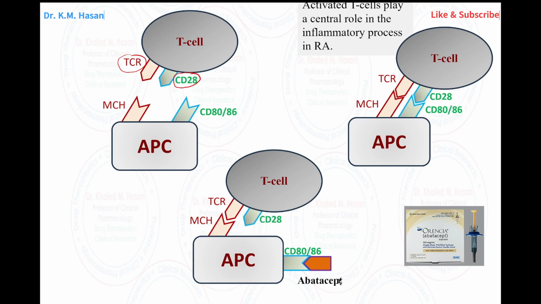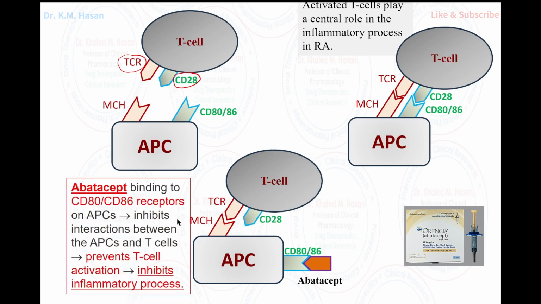So abatacept works on the T cells by binding to the CD86 and preventing binding to the CD28. This will lead to inhibited interaction between the antigen presenting cell and the T cell and prevent T cell activation, and this will lead to inhibition of the inflammatory process. And we have the abatacept here. You can see it as pre-filled syringes. Prescribe it to the patient.